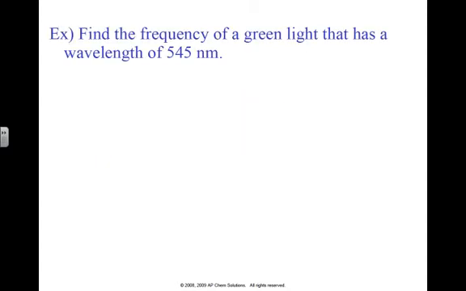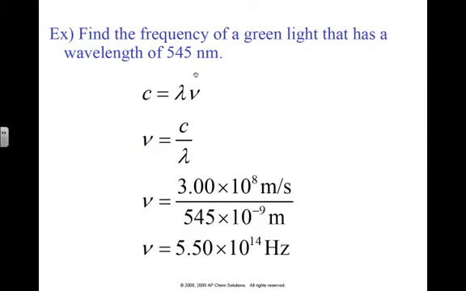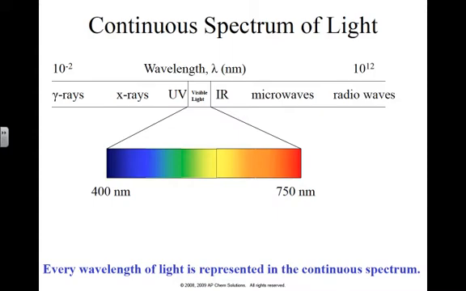So for example, find the frequency of a green light that has a wavelength of 545 nanometers. Nano just means times 10 to the negative 9th. If I plug in everything that I have, I have the speed of light, 3 times 10 to the 8th, and then I plug in 545 times 10 to the negative 9th meters. That gets me an answer of 5.50 times 10 to the 14th hertz.